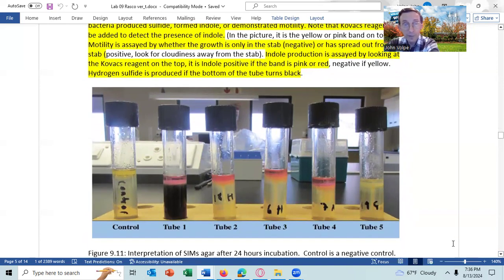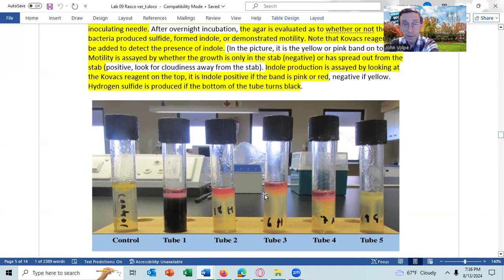First, you add Kovacs reagent, and if the Kovacs reagent remains yellow or yellowish, then indole is not being produced. If, on the other hand, the Kovacs reagent turns pinkish or reddish, then indole was produced, and the tubes are indole positive. All 4 of these are indole positive. If the tube turns black, then hydrogen sulfide is produced. So hydrogen sulfide positive, hydrogen sulfide negative, all these others.